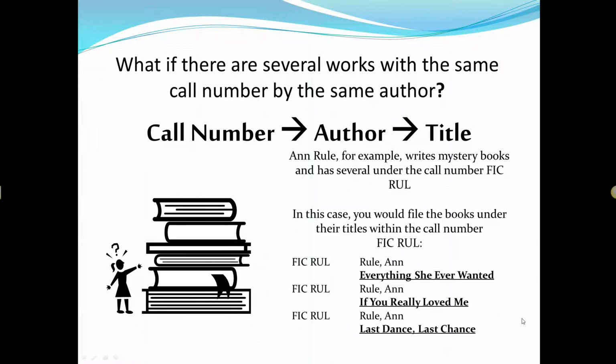What if you have several works with the same call number by the same author? We follow the rule of call number, author's last name, title of the book. So, for example, Anne Rule, who writes several mystery books, we would first go to the section where Anne Rule, R-U-L, is located, and then go by the title. Everything She Ever Wanted, If You Really Love Me, Last Dance, Last Chance, E-I-L, alphabetically.